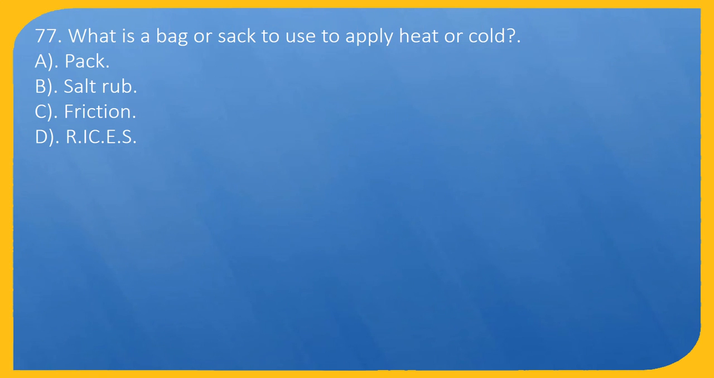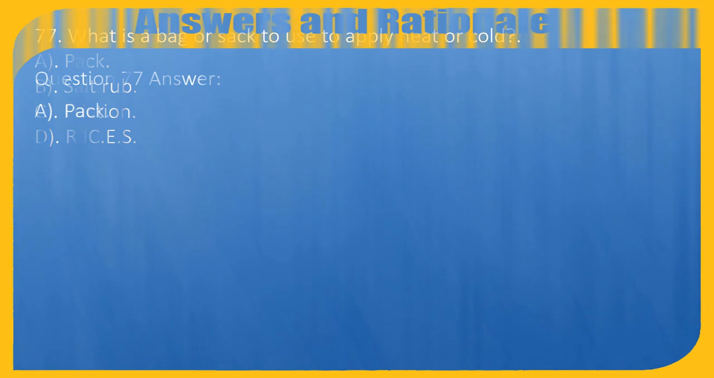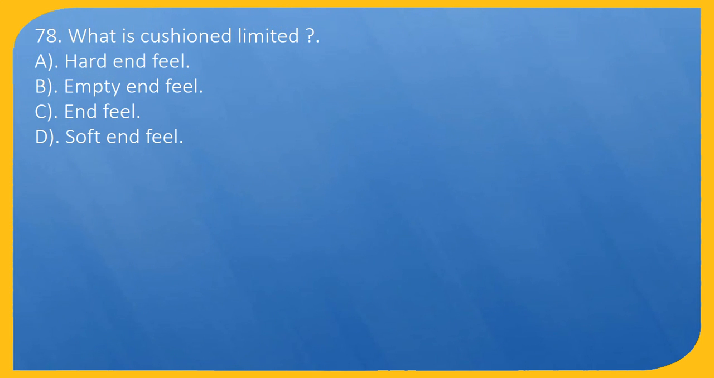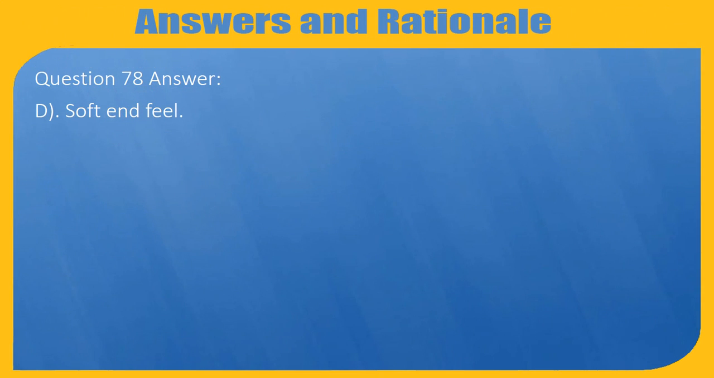Question 77. What is a bag or sack used to apply heat or cold? A. Pack. B. Salt rub. C. Friction. D. Question 77 Answer: A. Pack. Question 78. What is cushioned, limited? A. Hard end feel. B. Empty end feel. C. Soft end feel. D. Question 78 Answer: D. Soft end feel.